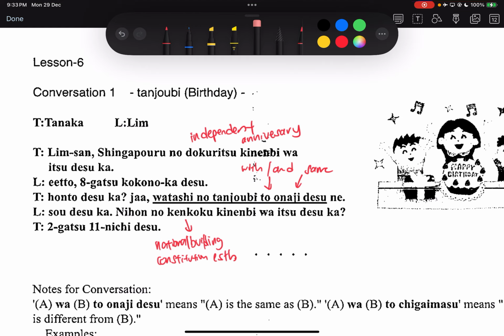That will sound better than National Day. I don't know who came up with the name National Day. India uses Independence Day, but I don't know why Singapore doesn't use Independence Day and uses National Day. Maybe it's to gather the pride of being a nation. I don't know.